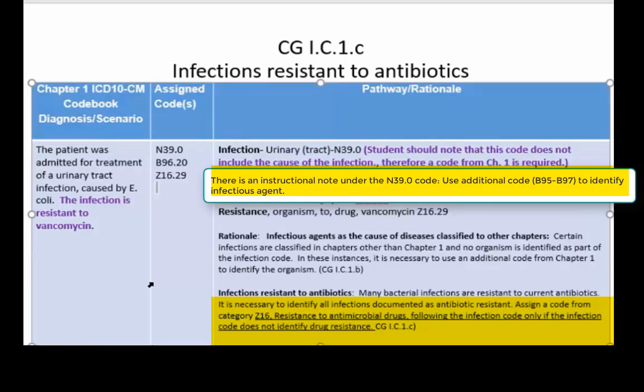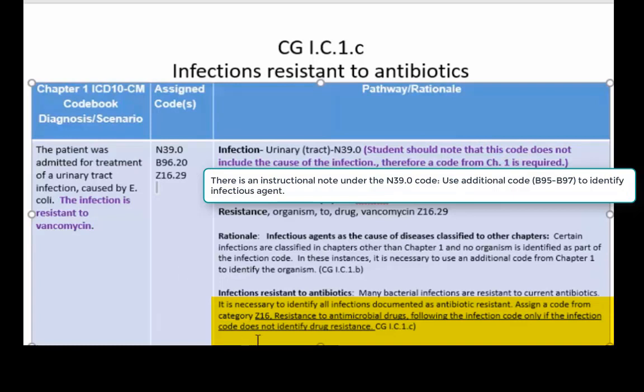You notice in the guideline it only says the category. It says category Z16. That tells us that there's some codes in there, that some characters would follow that Z16 code. So when we go to the actual category, Z16, and read down, we can identify the drug that the person is resistant to, and in this case it is vancomycin.